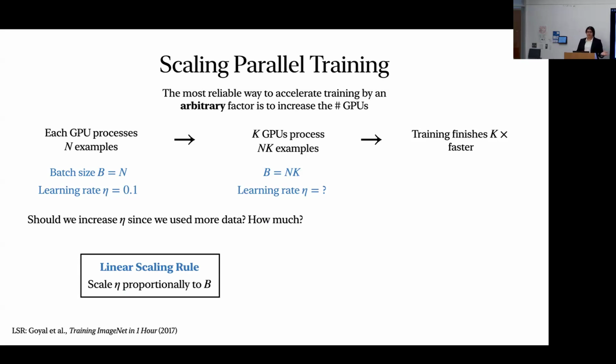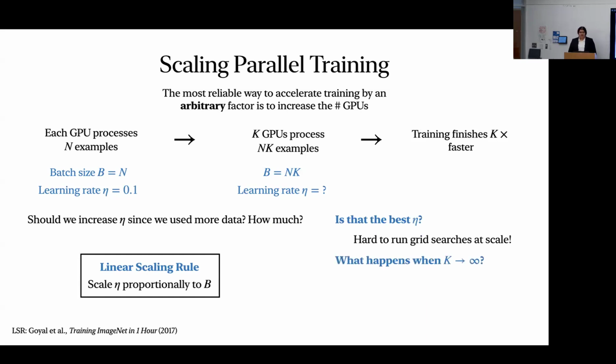This worked well in practice, but conceptually, we might have a few other questions. Like, is that actually the best learning rate that we could use? And in particular, it's hard for us to run grid searches at scale using these k GPUs. And what happens when k goes to infinity? Can we truly buy more and more GPUs and become faster and faster with no end in sight? Or is there actually a limit to the scaling that we can do?